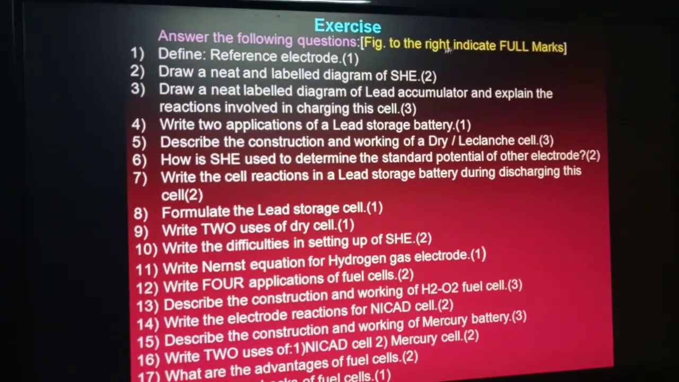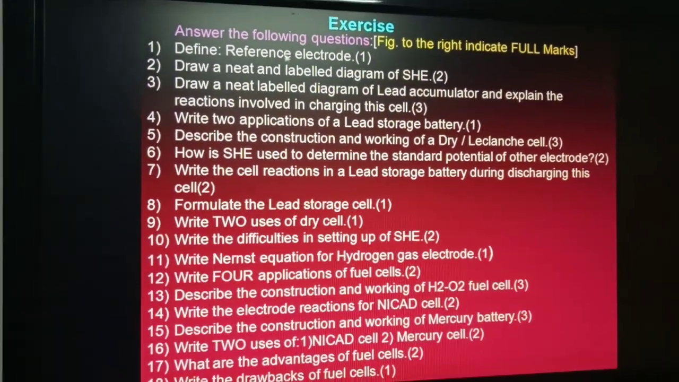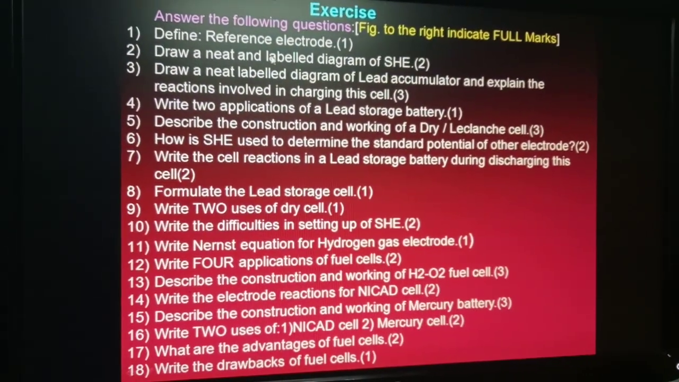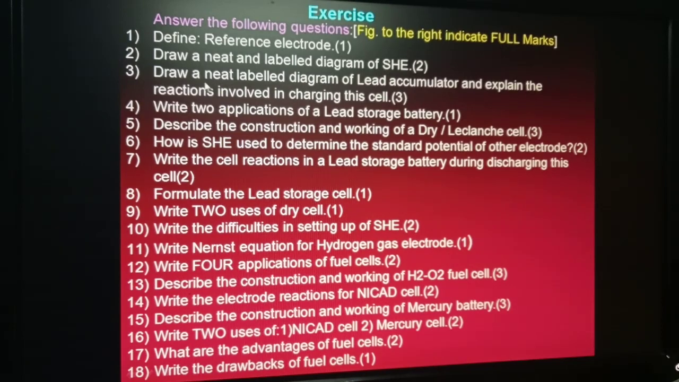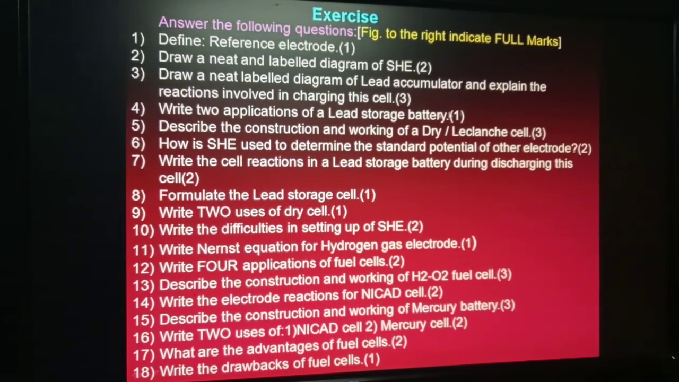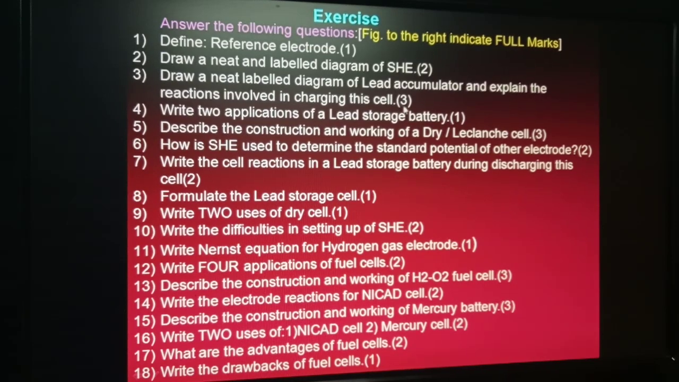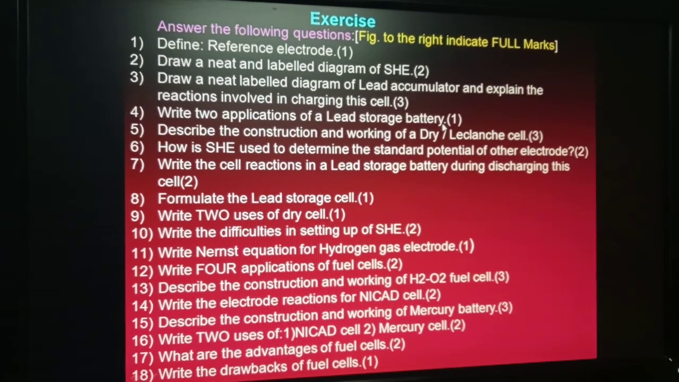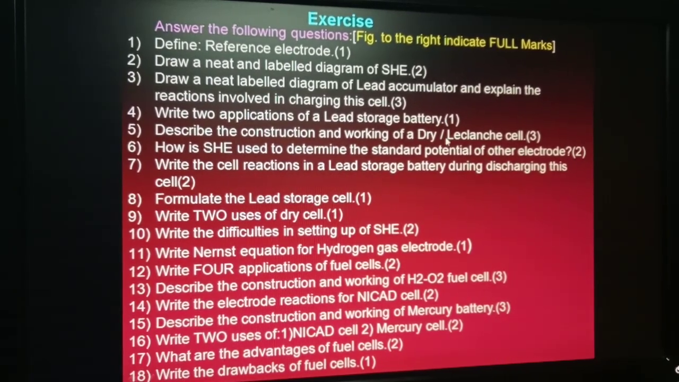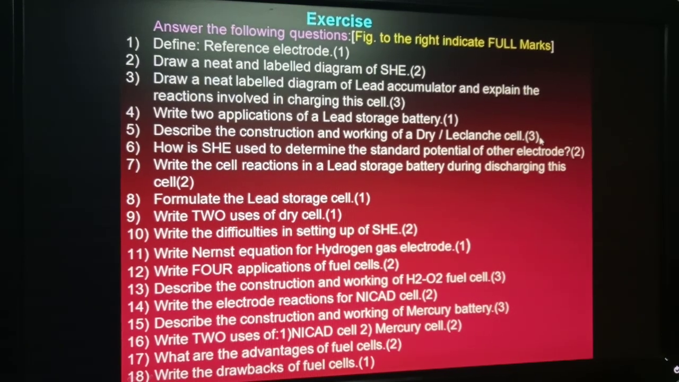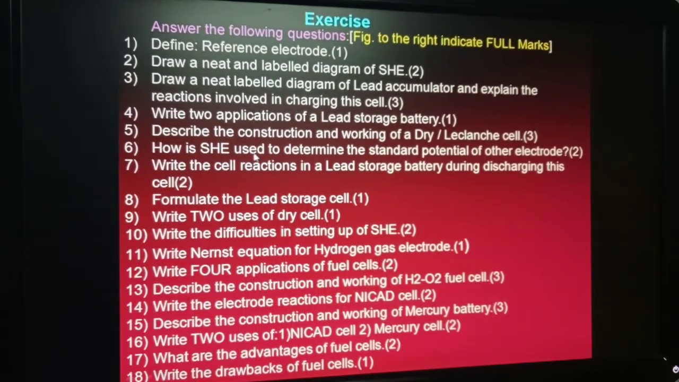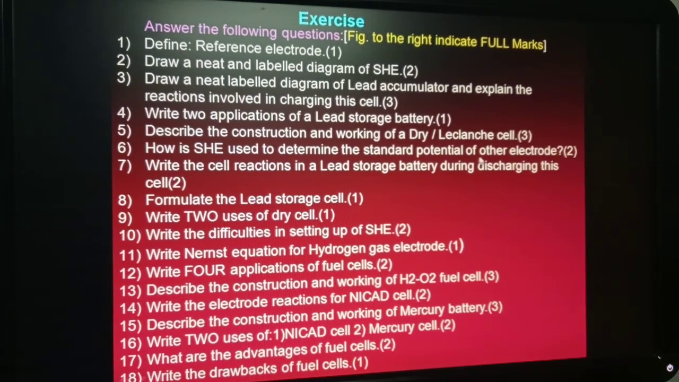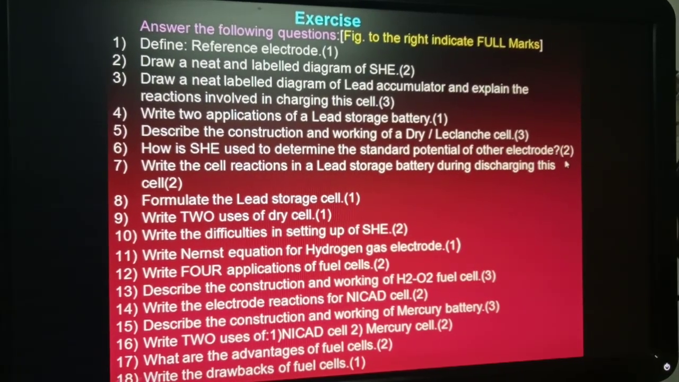Finally, let us shift to the exercise. Answer the following questions. Figures to the right indicate full marks. Define reference electrode, 1 mark. Draw a neat and labelled diagram of SHE, 2 marks. Draw a neat labelled diagram of lead accumulator and explain the reactions involved in charging this cell, 3 marks. Write 2 applications of a lead storage battery, 1 mark. Describe the construction and working of a dry cell, that is Leclanche cell, 3 marks. How is standard hydrogen electrode used to determine the standard potential of the other electrode, 2 marks.